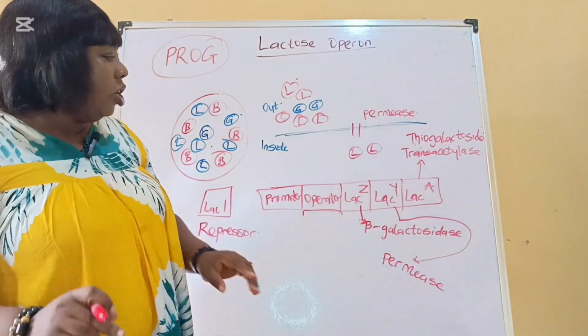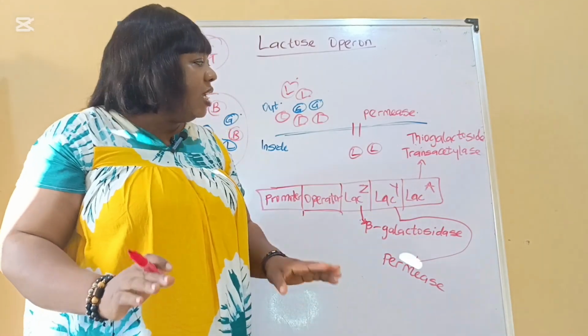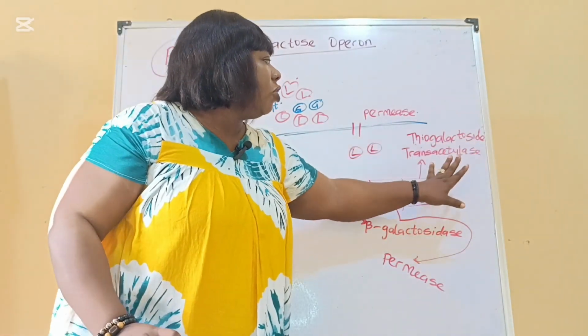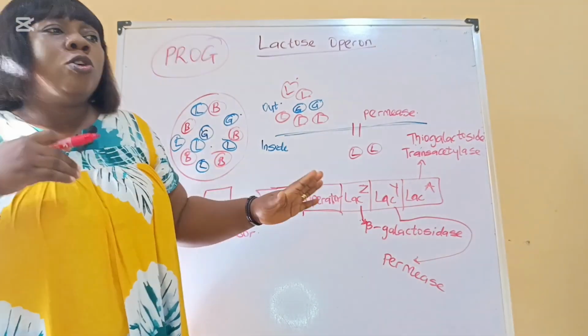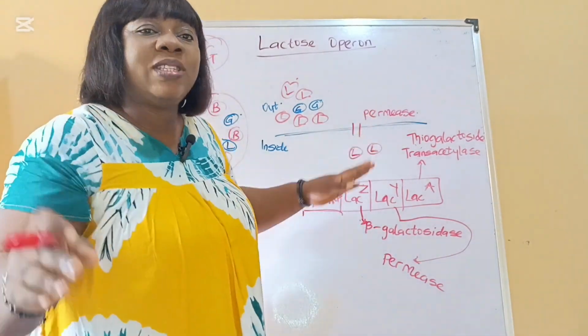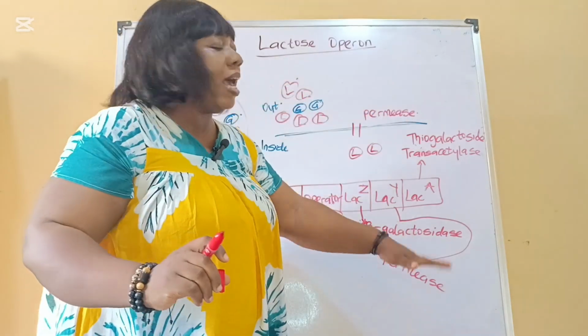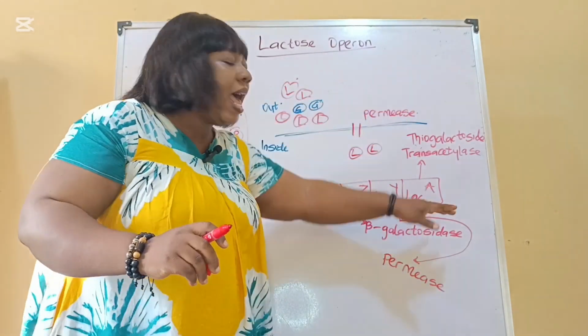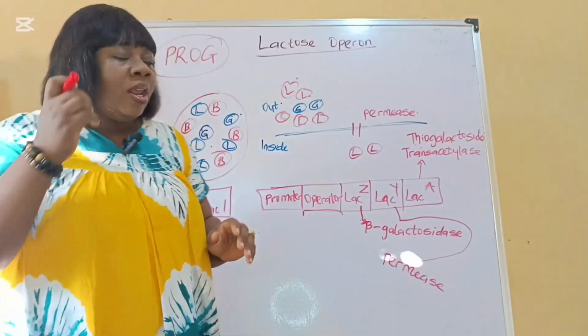Now, the third gene is LacA. What it codes for is thiogalactoside transacetylase. And the function of this is just to help us to sieve out every toxic thiogalactoside that might have entered into the cell. So you can just say that it's like a sieve.